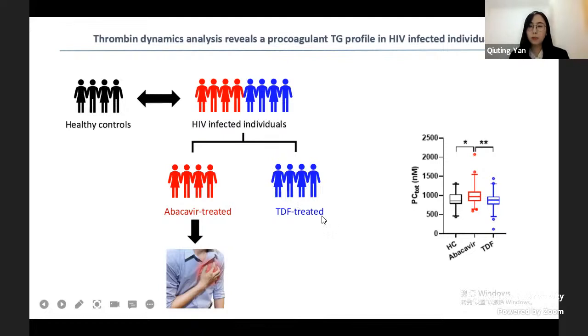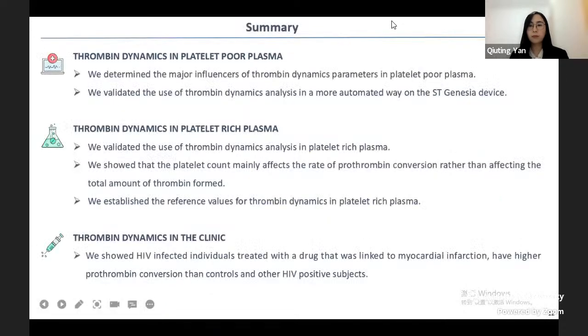We found that the patients using abacavir had a higher prothrombin conversion compared to healthy controls and the patients treated with TDF. The increase of prothrombin conversion may be associated with a higher risk of thrombotic events.